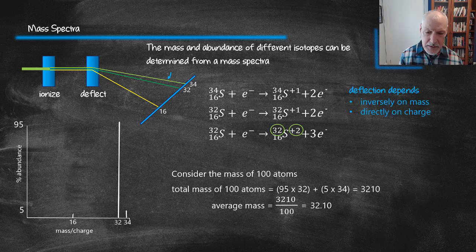But relative to what? Well, it's relative to the carbon-12 isotope, the most common isotope of carbon, which is set at a value of 12.